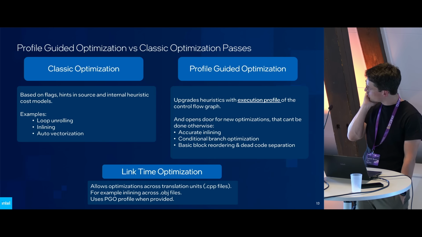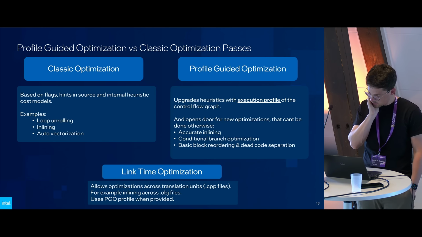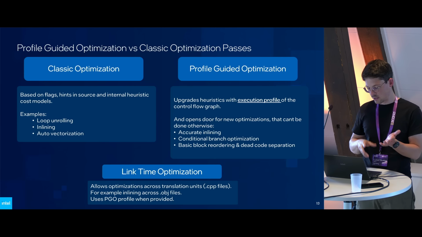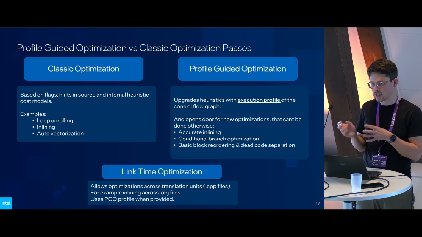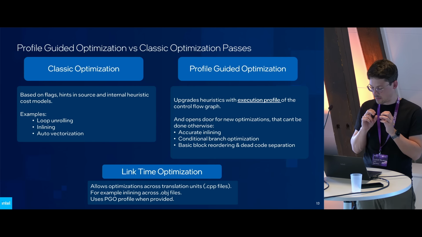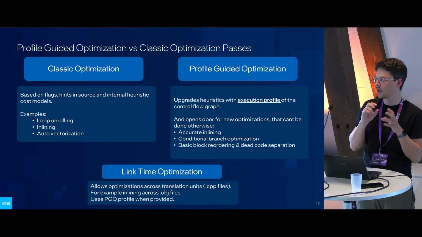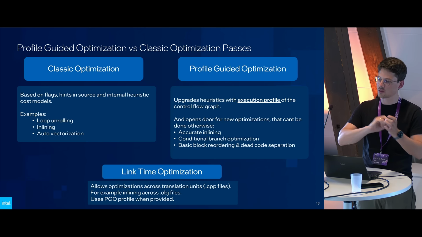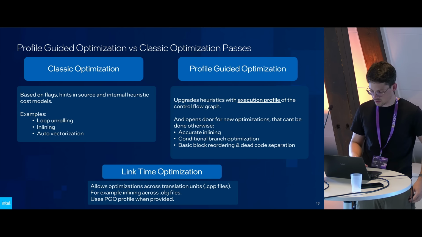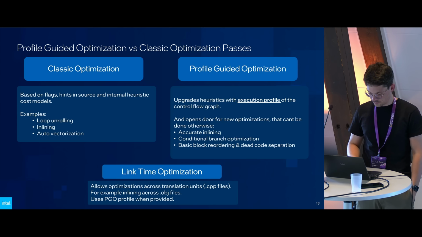Additionally, I will use what is called link time optimization, which allows the classic optimizations as well as the profile-guided optimizations to be applied across translation units. So if you have multiple CPP files, you can now inline between those CPP files. That's what LTO allows you to do.